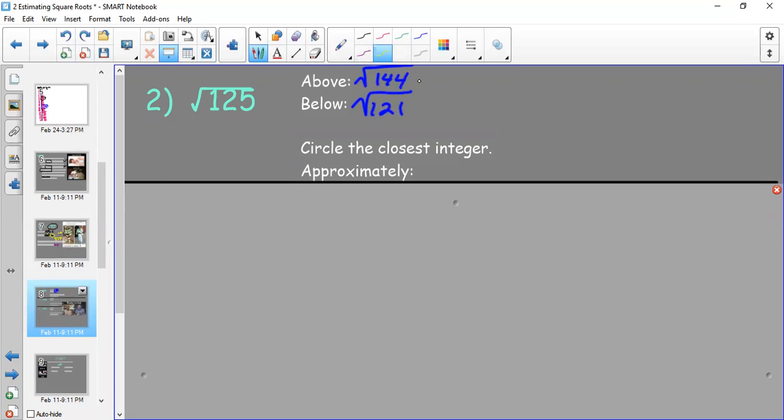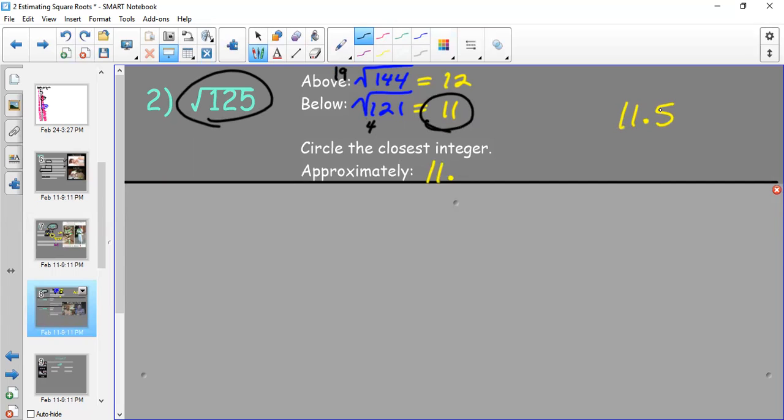Again, we take the square root of those to find the actual integers that it's in between. So this is between the numbers 11 and 12. So it's going to be 11 point something. Okay, so let's figure out, is it closer to 11 or is it closer to 12? Compared to 125, 121 was 4 away. Compared to 144, oh, I think that's 19 away. So obviously it's closer to 121, so it's closer to 11.